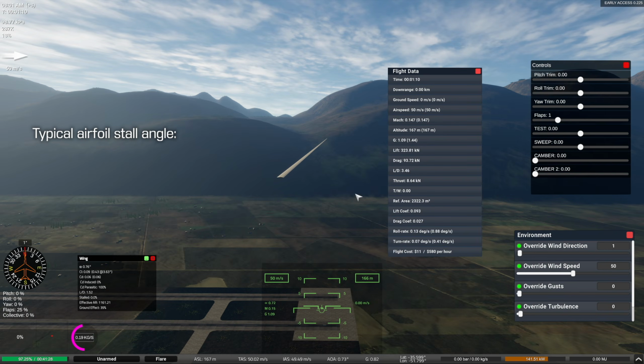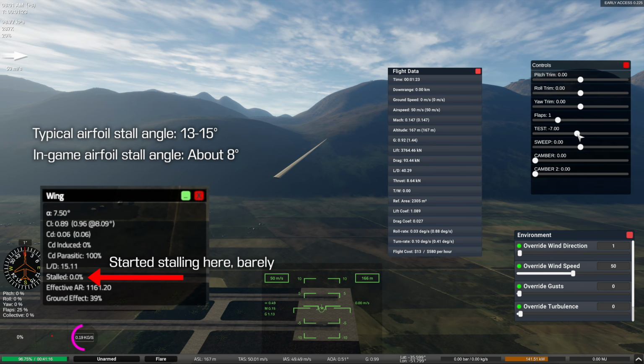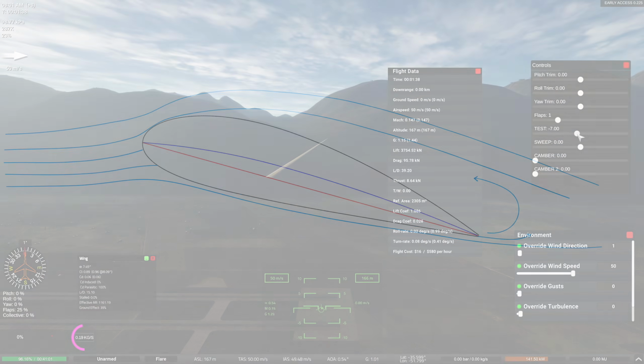For most typical airfoils, one can expect stalling to begin at around 13 to 15 degrees of angle of attack, though the base stalling angle for airfoils in game is about 8 degrees, which is much earlier than it should be. Additionally, there are differences in stalling behavior based on the airfoil's shape that the game unfortunately does not simulate as of version 0.225. I will update a pinned comment should this change in the future. If you want to skip the review of these differences, go to the timestamp on screen.